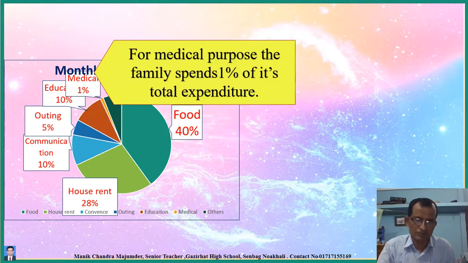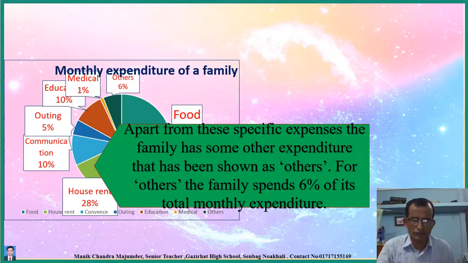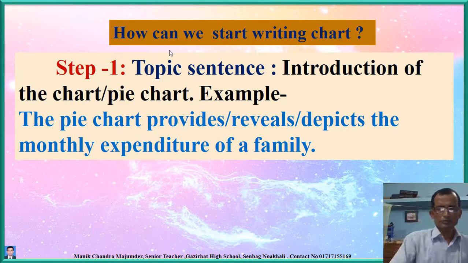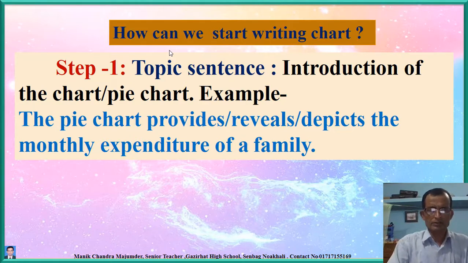For medical purpose, you can see the family expends 1% of its total expenditure. You can also see that apart from these specific expenses, the family has some other expenditure that has been shown as others. For others, the family expends 6% of its total monthly expenditure. Dear students, we have compared and contrasted the different items.